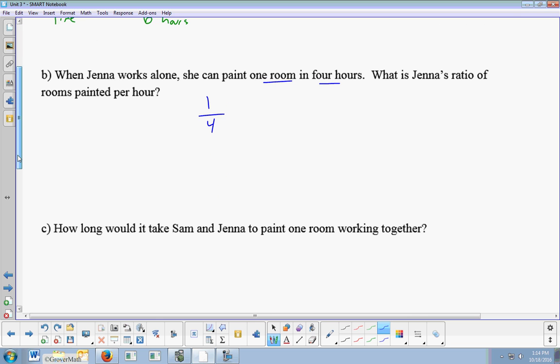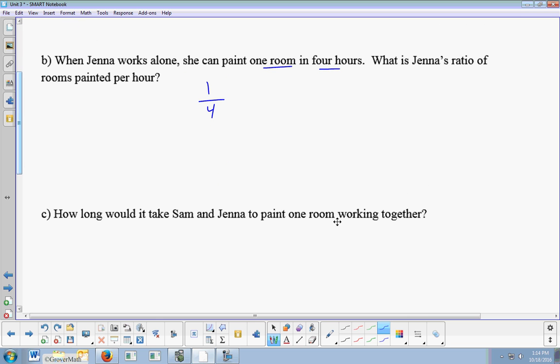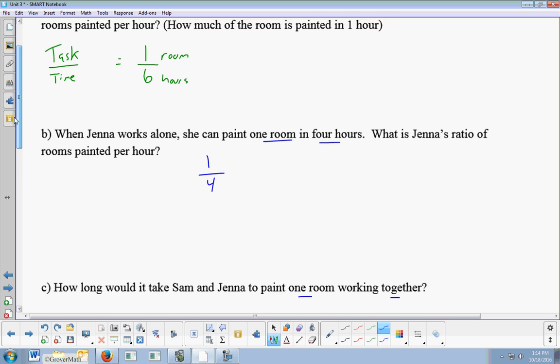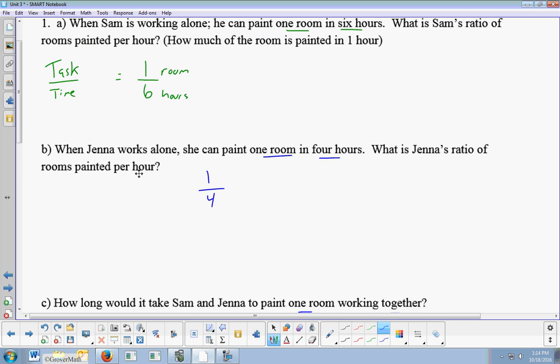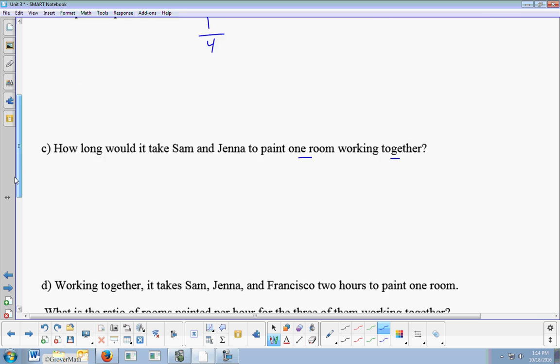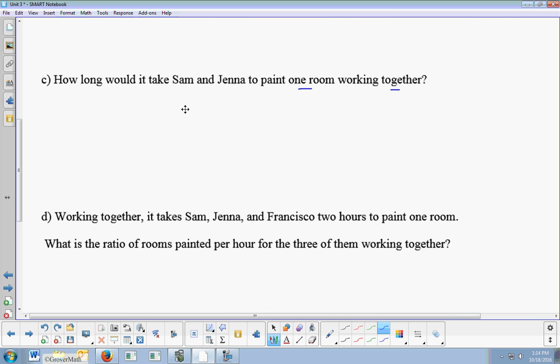All right. How long would it take them to paint one room if they're working together? So what we need to do is we are going to add their efforts together. We are going to combine their efforts together. So Sam has a rate of one room in 6 hours. Jenna has a rate of one room in 4 hours. Well, what is it when they work together? That means we're going to add their rates together. So what is 1/6 plus 1/4?